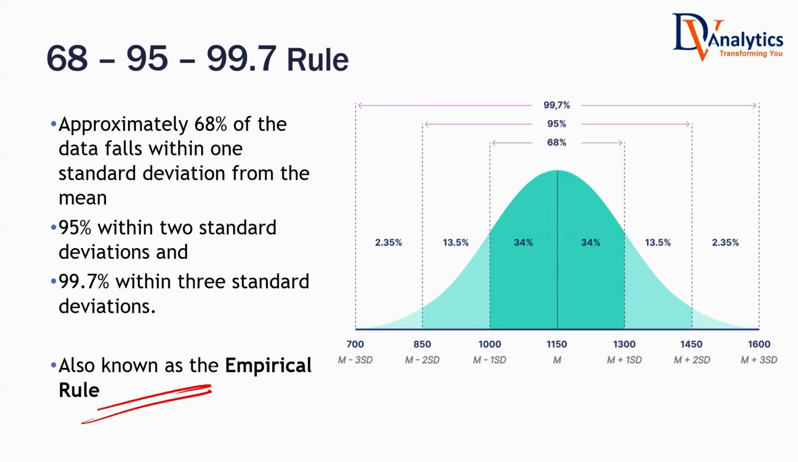In a normal distribution, if you take the mean, and take mean minus sigma, what is sigma? Standard deviation. Mean plus sigma. So you have mean plus or minus 1 sigma: 68% of the data will be in that range. If you take mean plus or minus 2 sigma, 95% of the population will be lying in that range. If you take mean plus or minus 3 sigma, 99.7% of the population will be lying there.